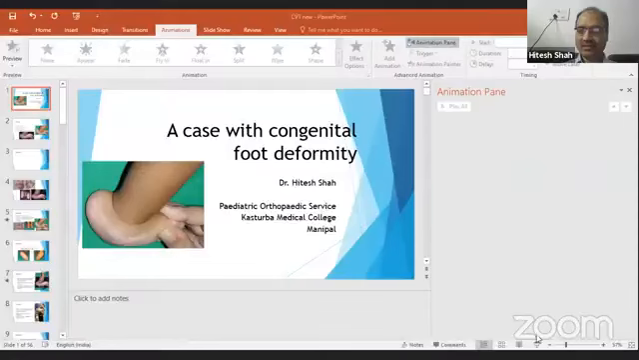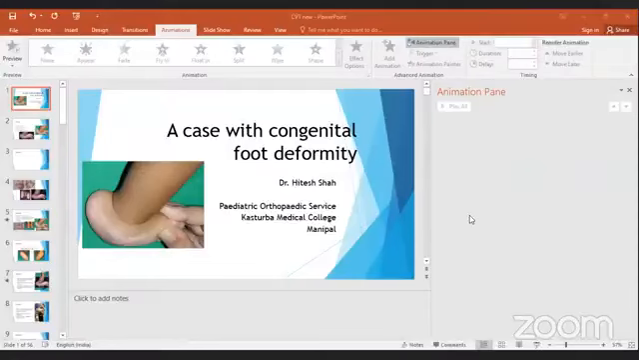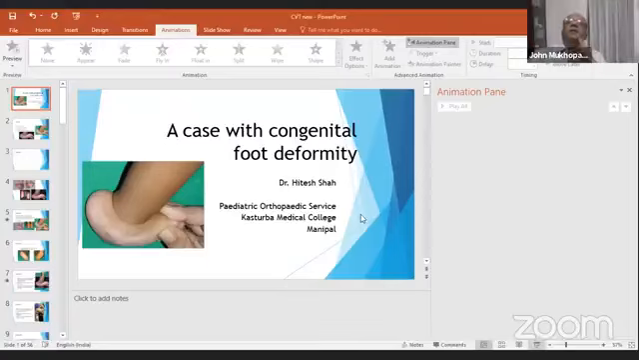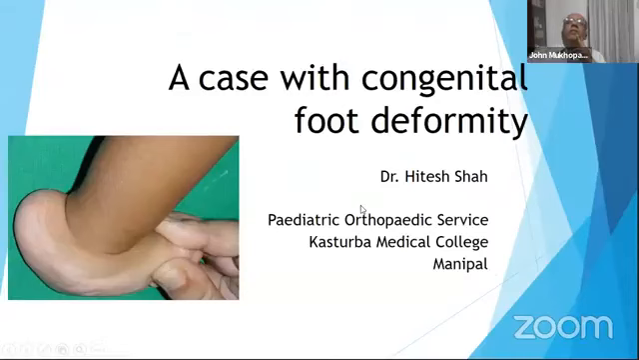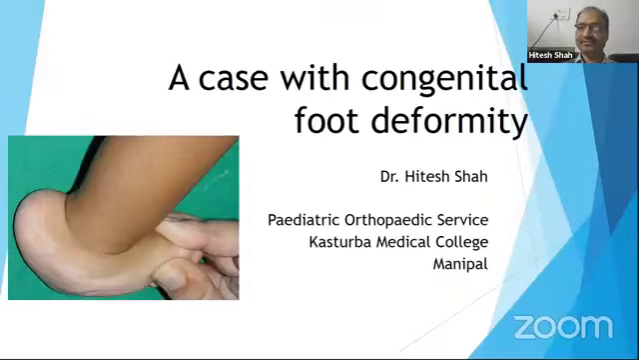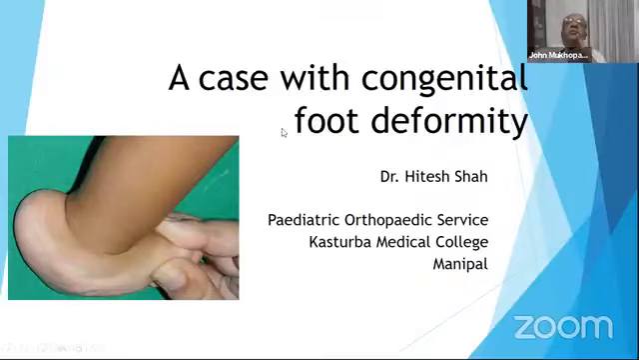Okay, my screen is visible. Yes, sir. Need to go full screen though. Now it's okay? Yes. Okay.